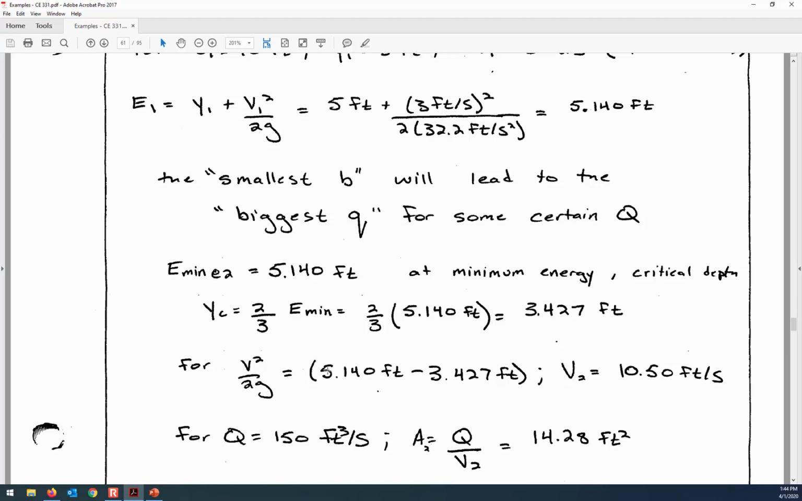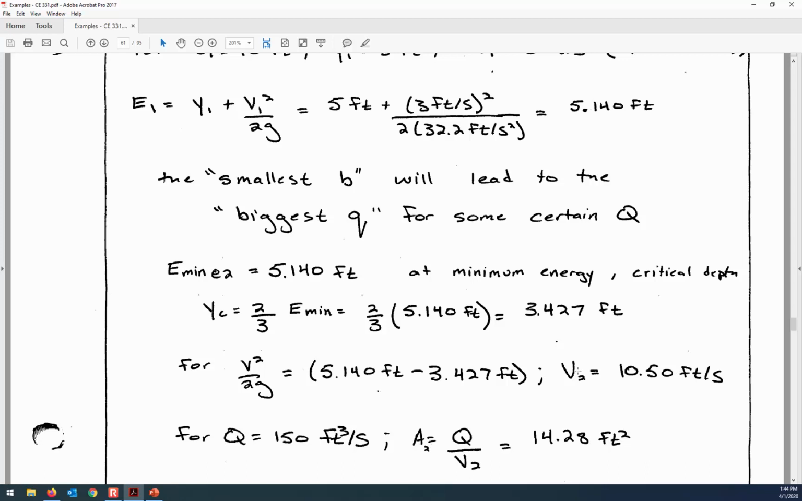Now this is kind of a tricky idea here, but remember, when conditions are critical, 2/3 of the energy is as depth, 1/3 of the energy is as velocity head. So our velocity head is a certain amount of feet of energy, and if we know g, we're just solving for V2. It's a little bit of a workaround, an indirect way to find the downstream velocity, because we know the velocity head is going to be a certain number of feet of specific energy.